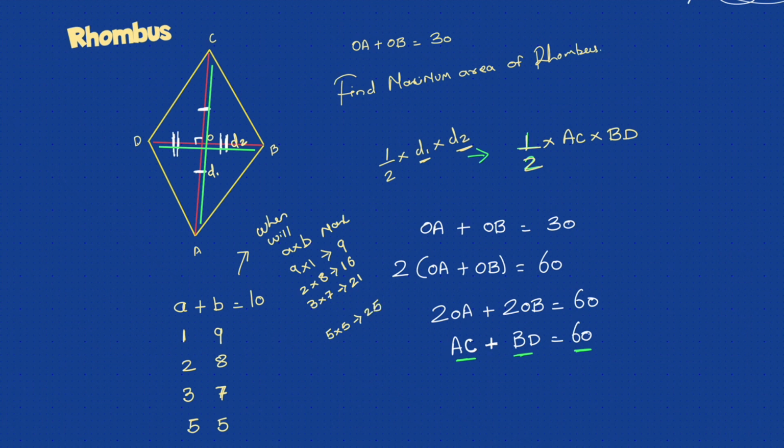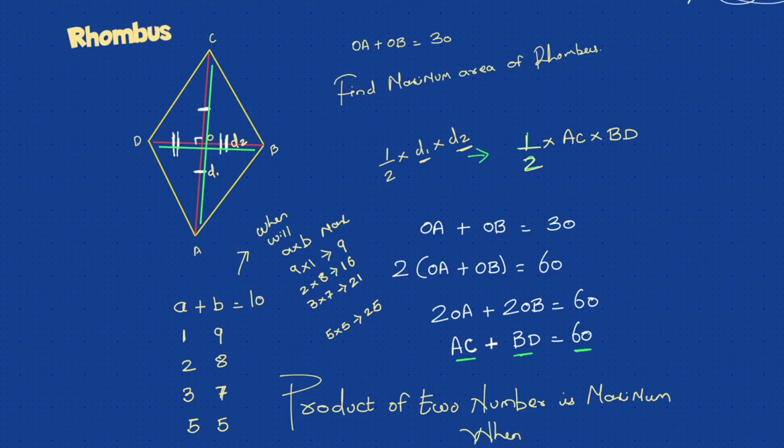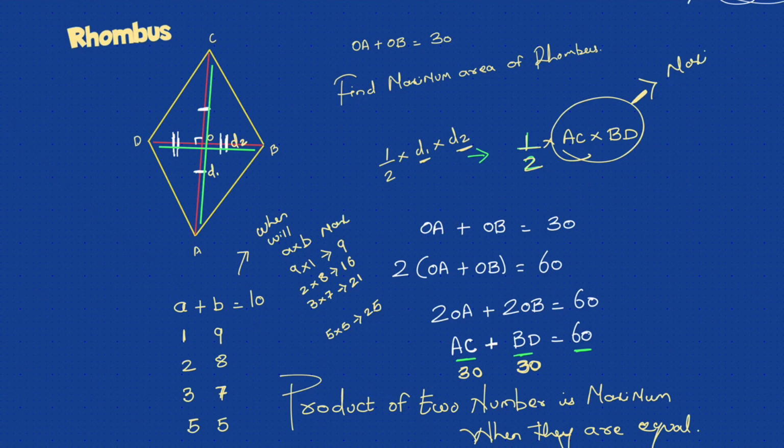Yes. So the product of two numbers becomes maximum when the two numbers are equal. When the two numbers are equal, that is when the product becomes maximum. So how will I split AC plus BD equals 60? I will split them as 30 and 30. It's only when I split them as 30 and 30 and take their product, 30 into 30, that I get the maximum area of the rhombus.